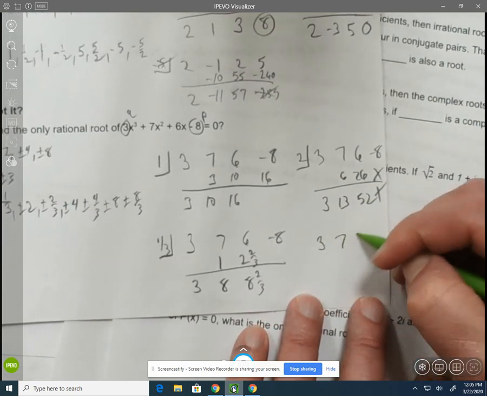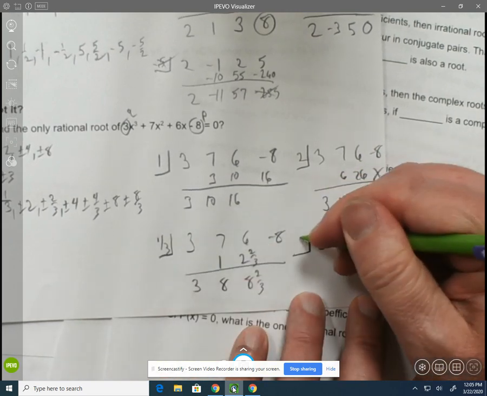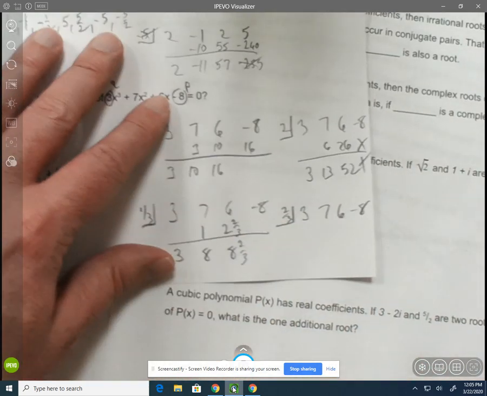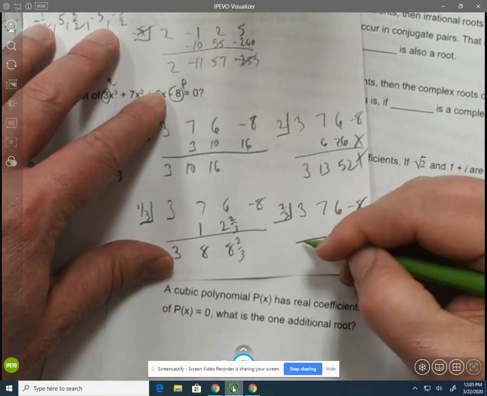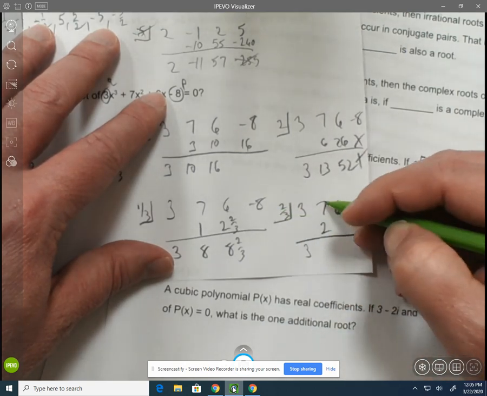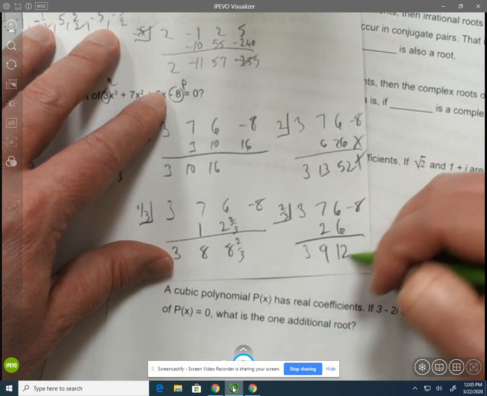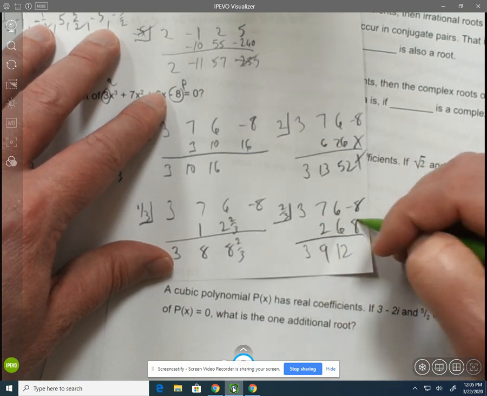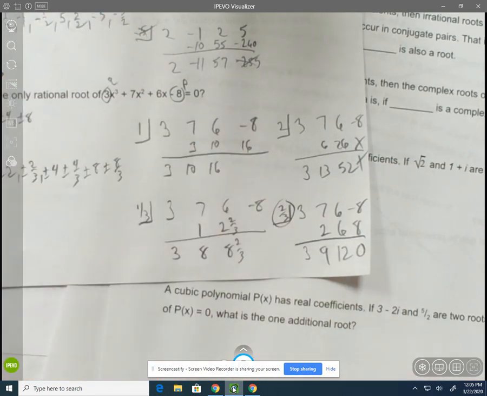So 3, 7, 6, -8. Let's try 2/3. Okay. Sometimes fractions work out. A lot of times they don't, but we'll give this one a try. So I add, and then I multiply. 3 times 2/3 is 2. I add. 9 times 2/3 is 6, and then I multiply. Oh, there it is. All right. Okay. So the only rational root of that thing is 2/3.